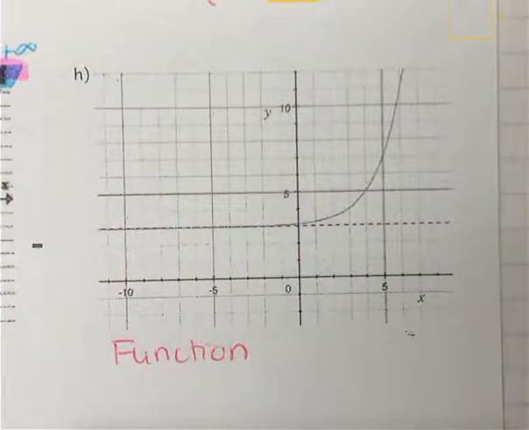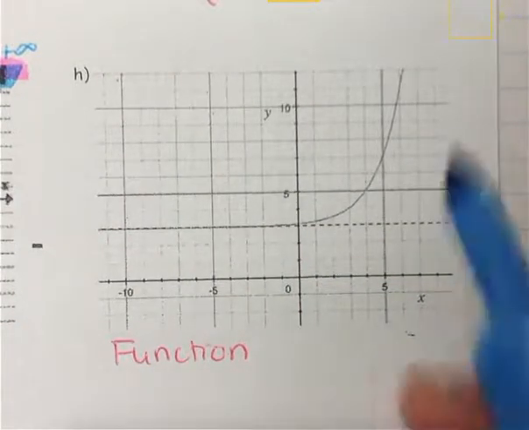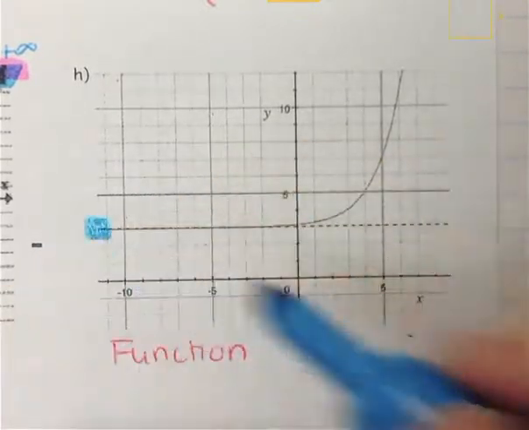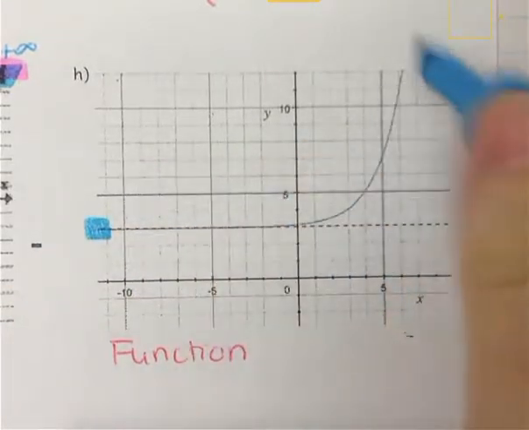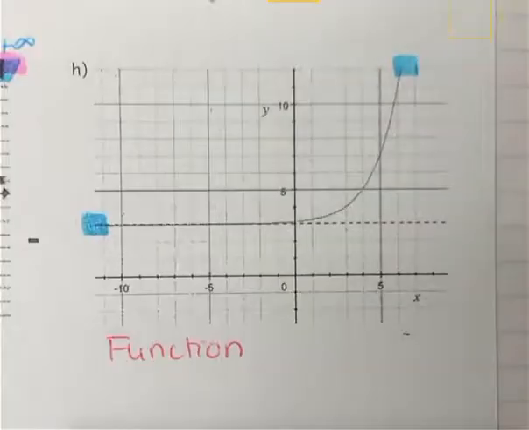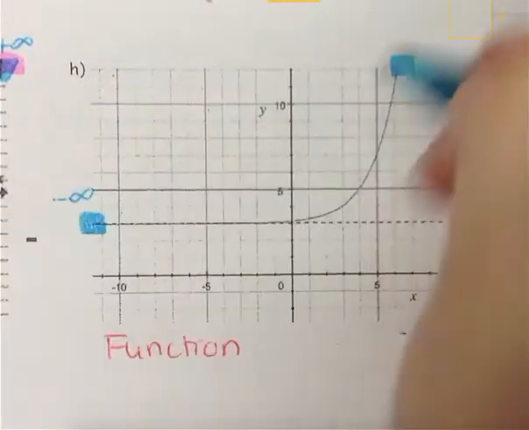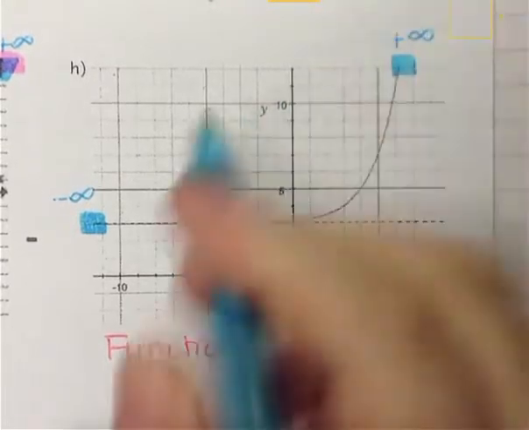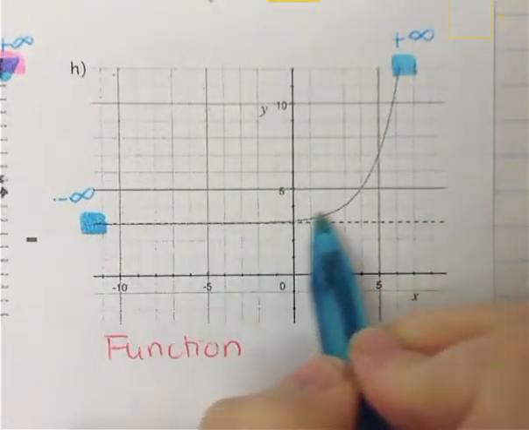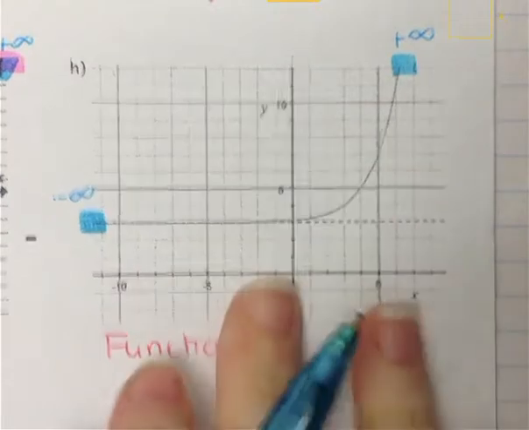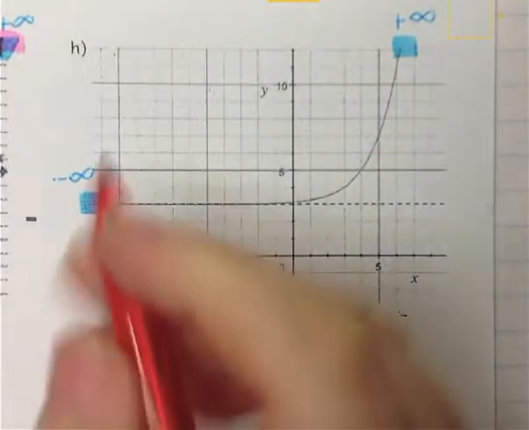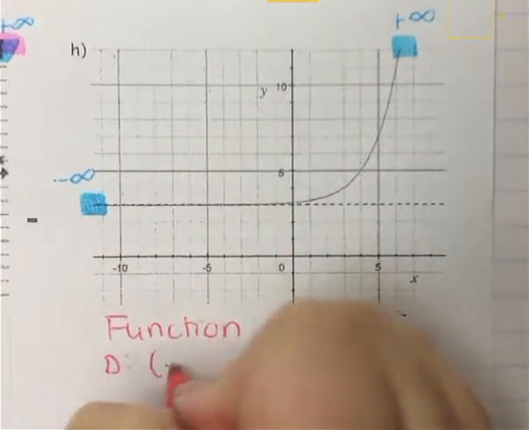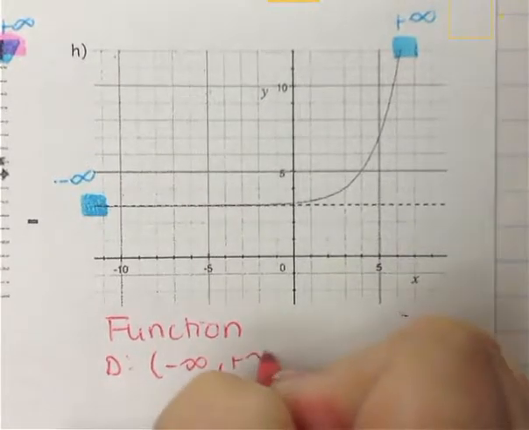Our domain. The farthest left is going to be the arrow that's over here, and the farthest right is going to be the arrow that's over here. So we have negative infinity to positive infinity, and we can go from blue to blue without breaking. So our domain is negative infinity to positive infinity with open brackets.